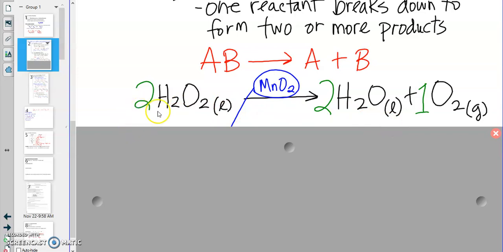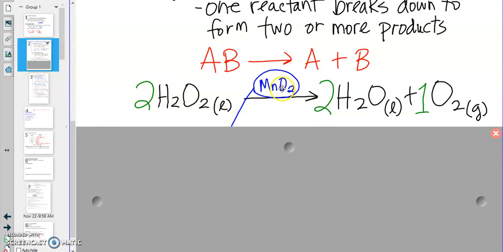So we have 2 H2O2s. So that means I have a total of 4 hydrogens. Do I have 4 hydrogens on the product side? Yes, I do. Right? 2 H2O, 2 times 2 is 4 hydrogens. Now I have 2 H2O2s, so 2 H2O2s means I have 4 oxygens. Do I have 4 on this side? Well, I got 1 O2 here, which is 2. And then I got this 2 here that distributes to this oxygen. So I have a total of 2 plus 2, which is 4, which means we do have what we need.